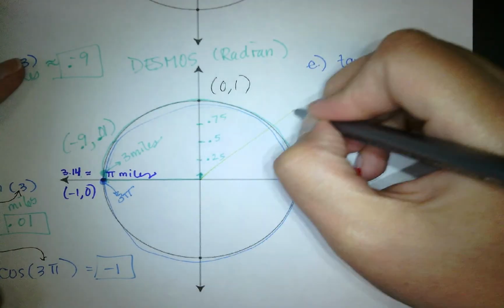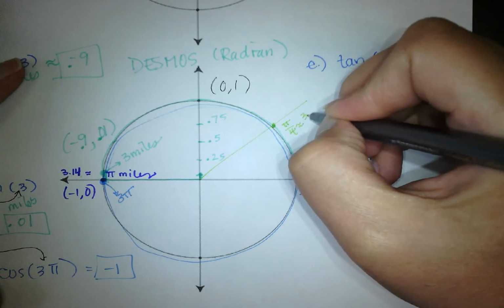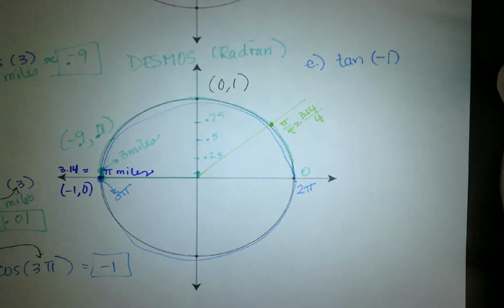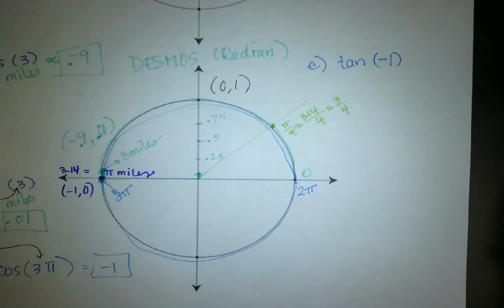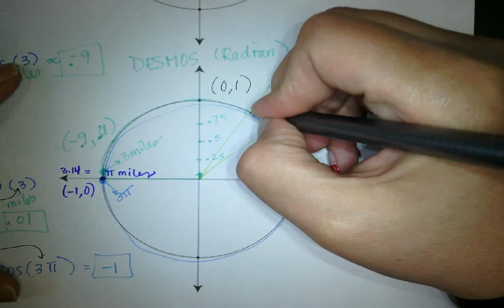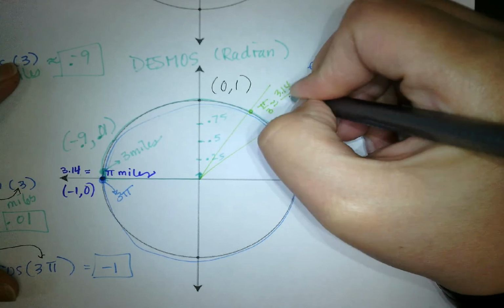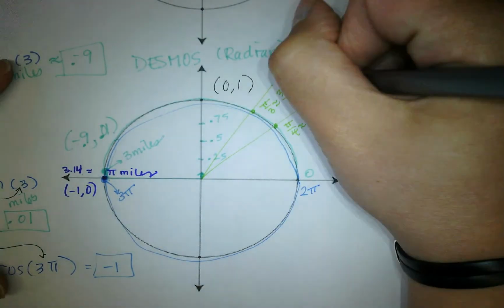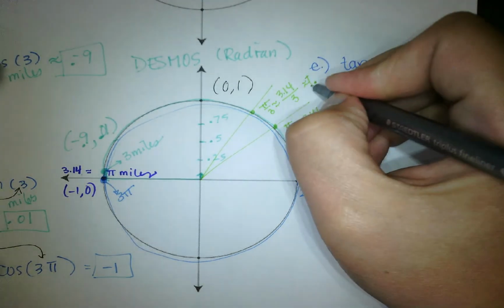So here's the deal, my lovely people. This is pi over 4, which is approximately 3.14 over 4. So that's like 3/4. That's about 3/4. That's how many miles you walked. 3/4 of a mile. This pi over 3 is about 3.14 over 3. That's a little bit bigger than 1. That's like 1 point something.